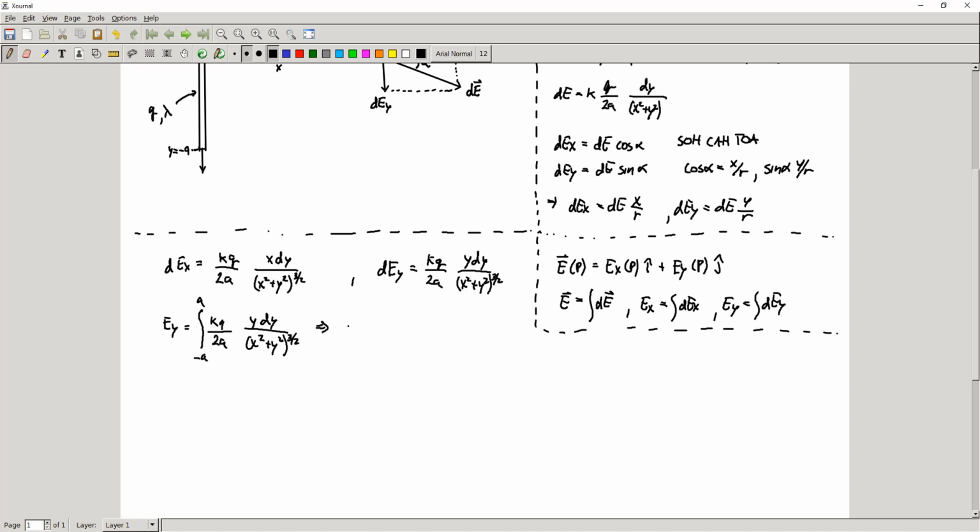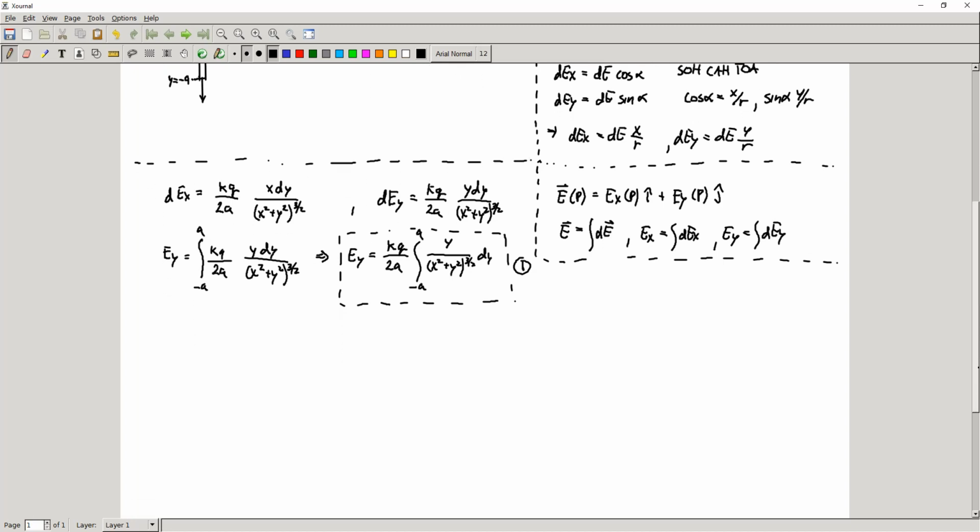I'm just going to factor out the things that will pass through the integral, the things that have no y dependence. And so our Ey is going to end up looking like this. kq over 2a, integral from minus a to a, y over (x squared plus y squared) to the 3 over 2 dy. Okay, and I'm going to call this integral here integral 1. This is one of the integrals we're going to have to tackle in a second.